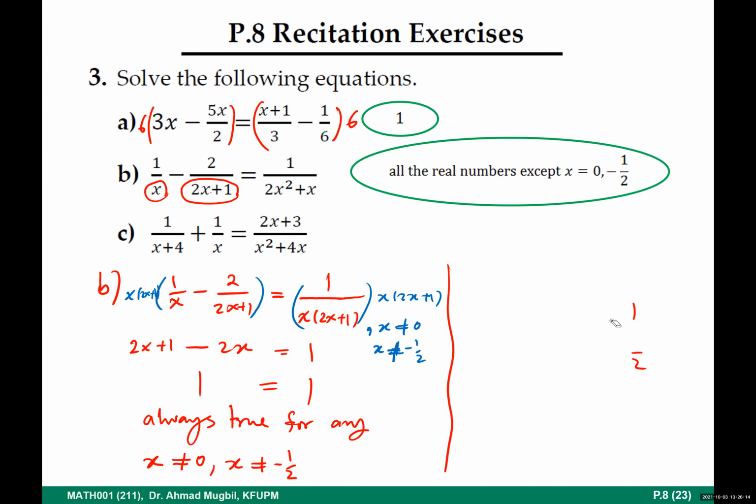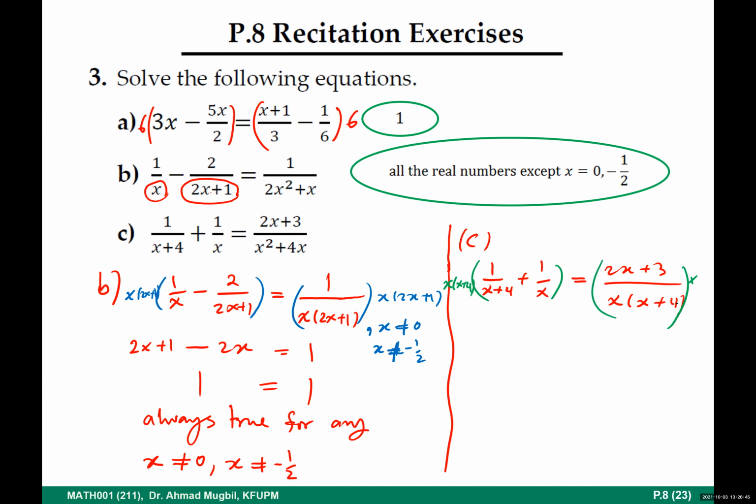Okay, Shabab. For the last one, the same idea. But what will happen there? Let me do it for you quickly. So this is C. In part C, it will be 1 over x plus 4 plus 1 over x equals 2x plus 3 over x as a common factor, x plus 4. Now we will multiply by the LCD. What will be the LCD in this case? x times x plus 4. We will multiply both sides by the LCD. Now, what will we get? We will get x plus x plus 4 equals 2x plus 3, right?